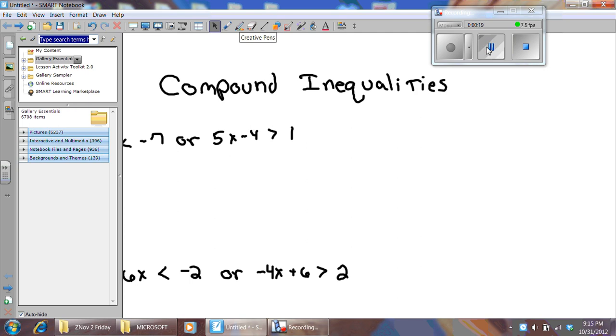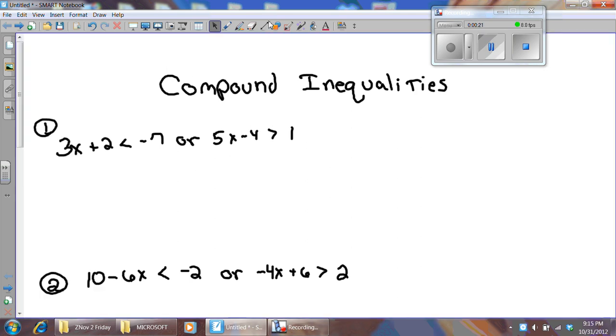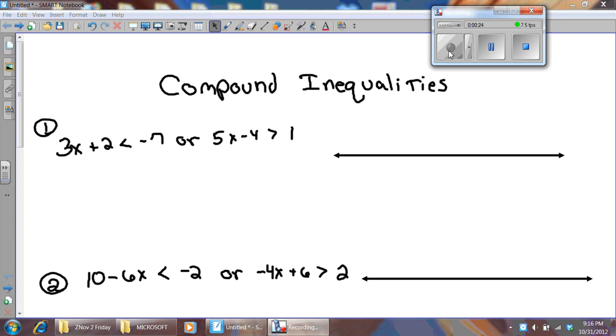Let me hold on here and find a number line. Okay, there I found my number lines. Now, compound inequalities are either or statements or and statements. And here's two or statements. And these are so difficult to do, let me tell you.